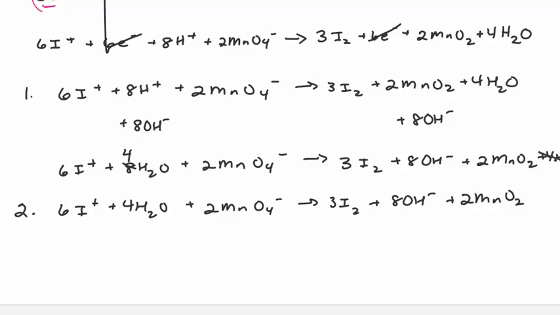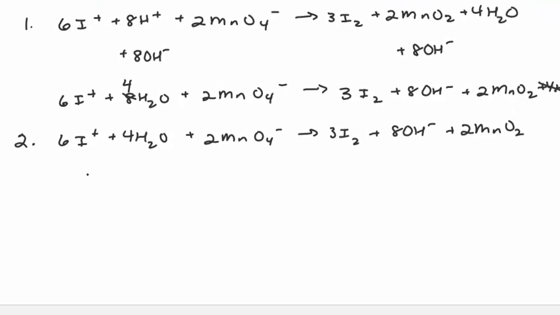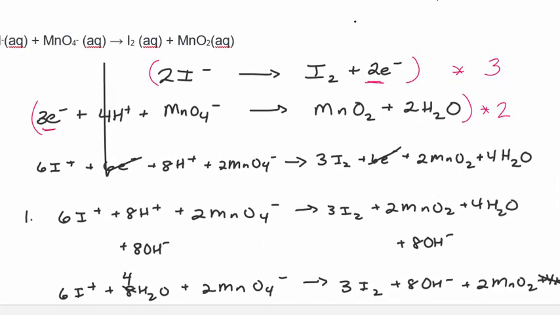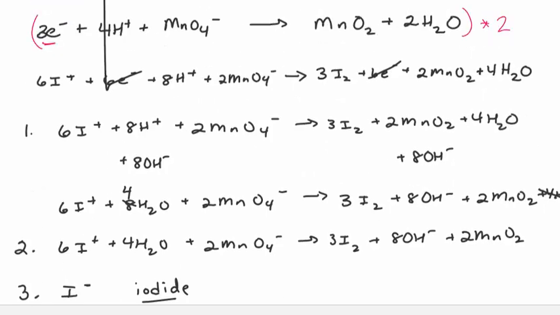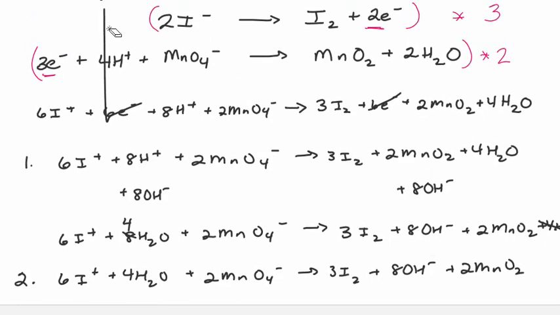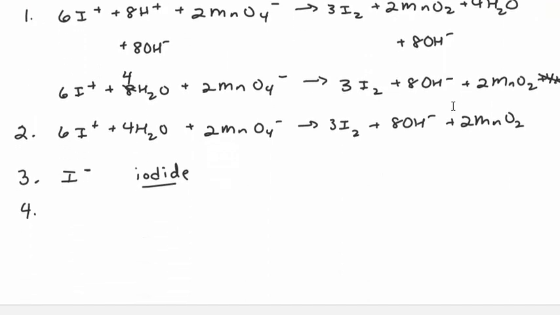Then I have what's being oxidized and what's being reduced. So number 3, what's being oxidized, I go up to my half reactions. Remember, oxidation is loss, so oxidation has electrons on the product side. So the I minus, the iodide, is being oxidized. So what is being reduced? Reduction is gain. So reduction has electrons on the reactant side. So it's the MnO4 minus that is being reduced.